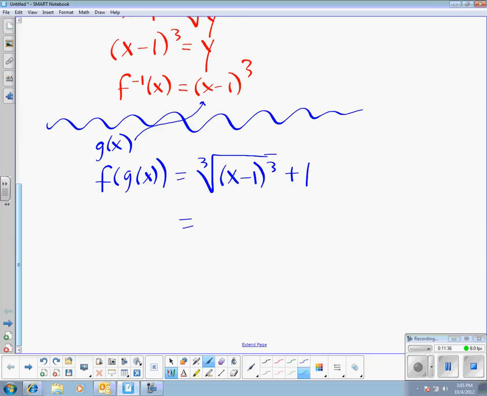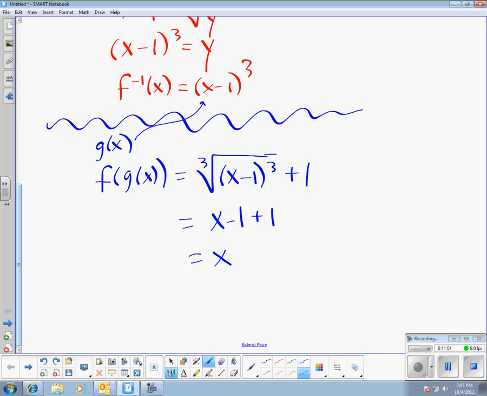Cube rooting and cubing cancel each other out, and I'm just left with x minus 1 plus 1, which is x. And you can kind of see how the parts just cancel each other out if two functions are truly inverses, and the only thing left is x. The steps algebraically are usually not too confusing.